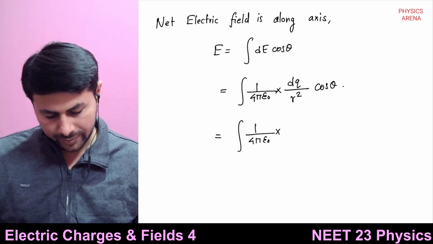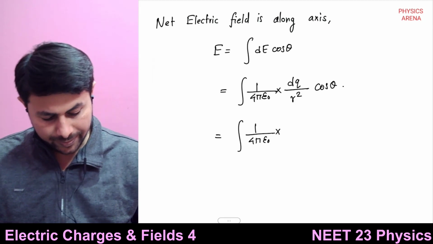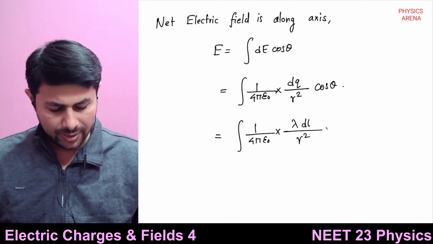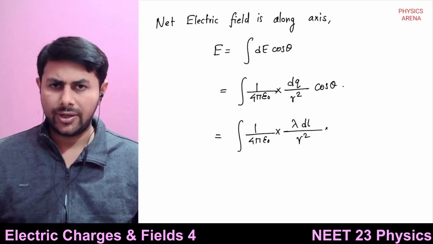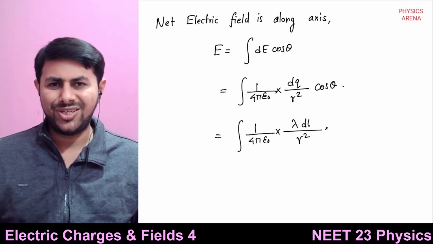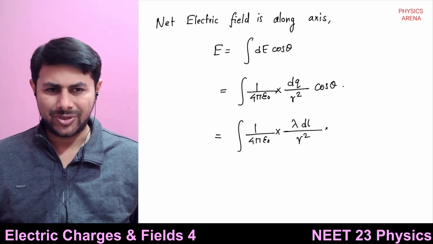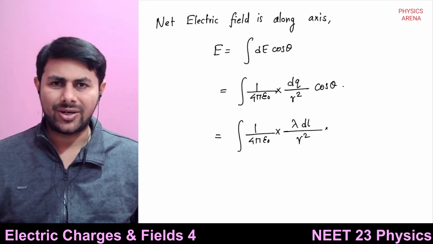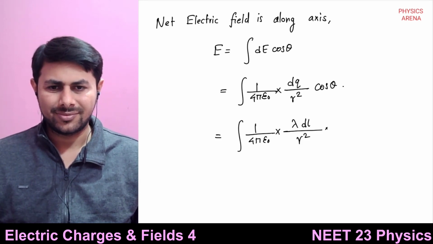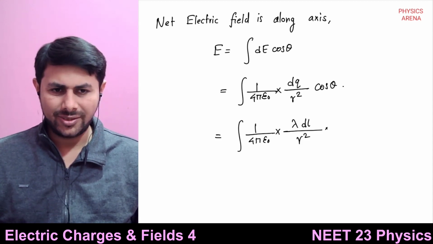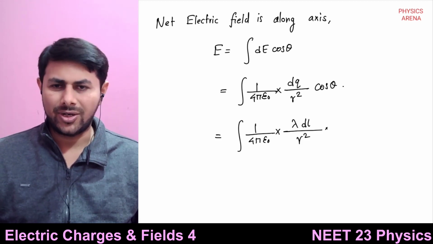So dq is lambda times dl, divided by r square, and cos theta. So is this theta a constant or a variable? The question is, is this theta a constant or is it a variable? Constant, right? It's a constant.